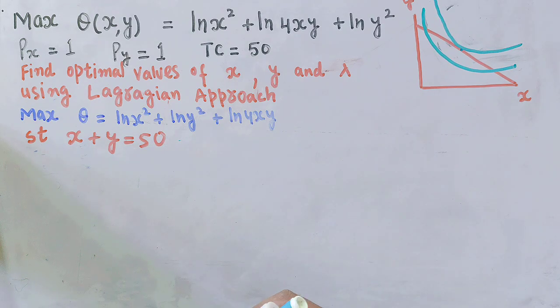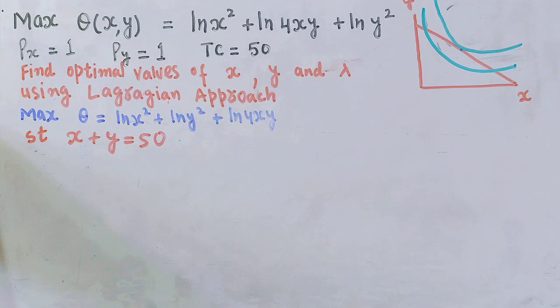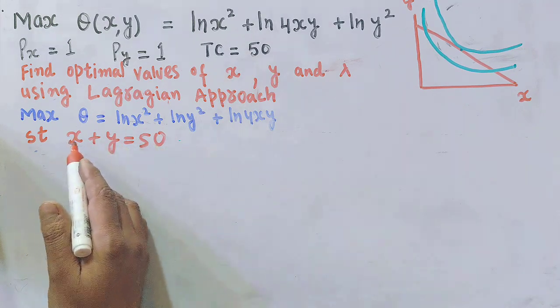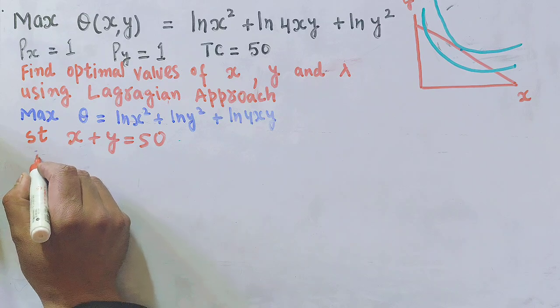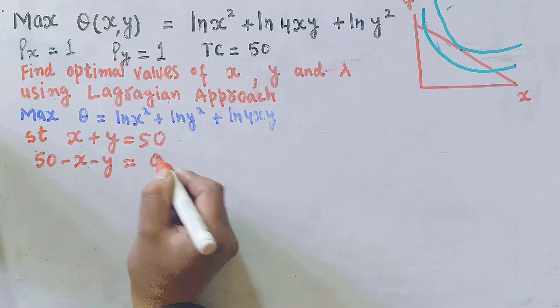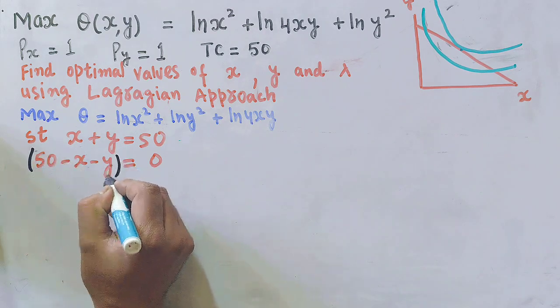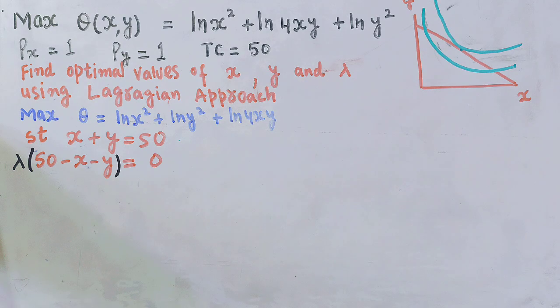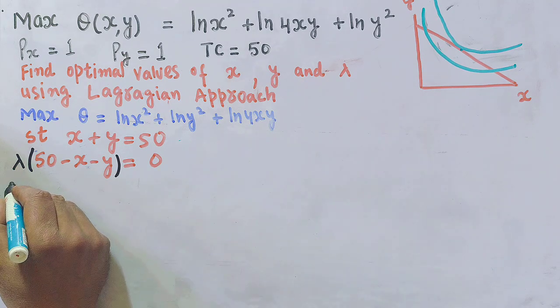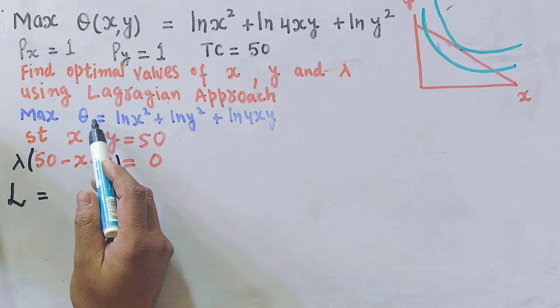But we have to solve the given question using the Lagrangian approach. In the Lagrangian approach, the first thing we do is set the given budget constraint equal to 0. So the first step: if I set it equal to 0, I get 50 minus x minus y is equal to 0. The second step is to multiply the resulting constraint by lambda on both sides, and the third step is to form the Lagrange's function.